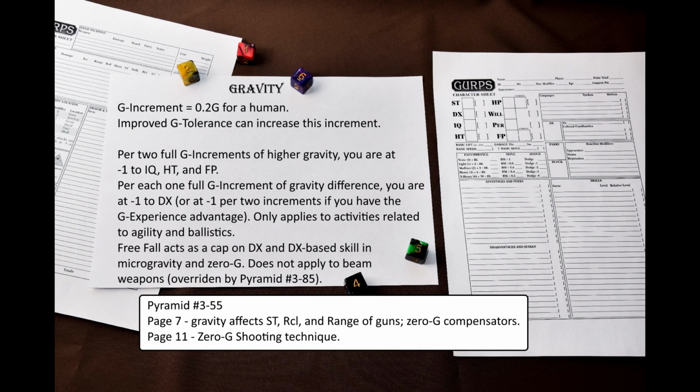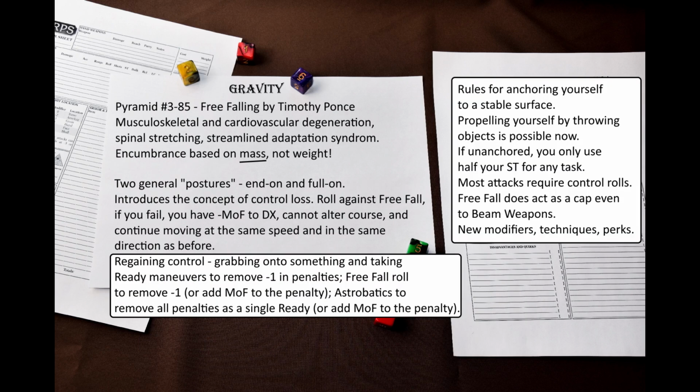This does not apply when firing beam weapons, unless they have recoil 2 or more, like plasma weapons, or operating vehicles or tools specifically designed for zero gravity, such as a spacecraft. Pyramid 355 has expanded rules for using guns in other gravities on page 7, describing how gravity affects the minimum strength, recoil, and range, and also providing such tools as zero gravity compensators and the zero-g shooting technique on page 11. Finally, there is the free falling article from Pyramid 385 by Timothy Pons.